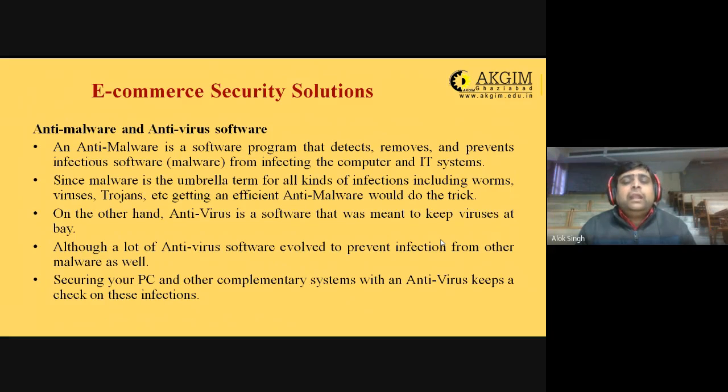On the other hand, antivirus is software that was meant to keep viruses at bay. Although a lot of antivirus software has evolved to prevent infection from other malware as well. So generally antivirus software also prevents you from some other types of malware nowadays. So you should install a good antivirus or a good anti-malware program to protect your system. Securing your PC and other complementary systems with an antivirus keeps a check on these types of infections.